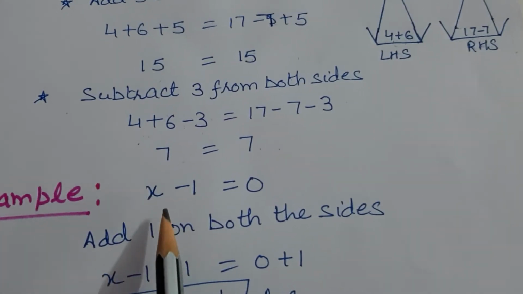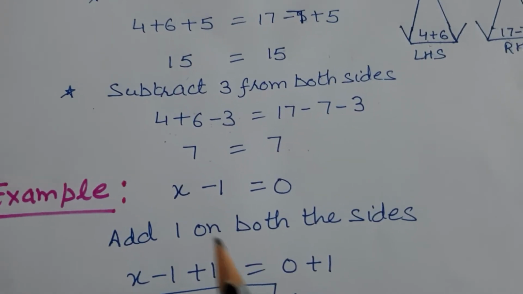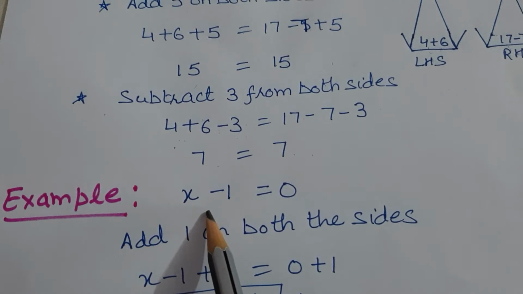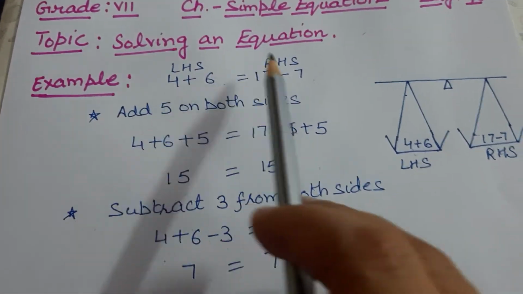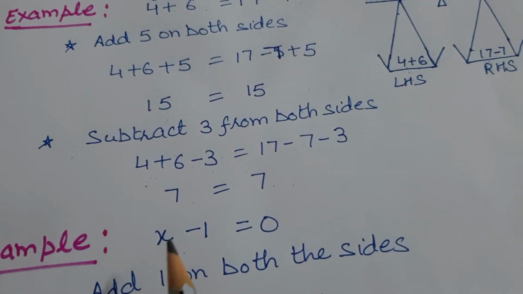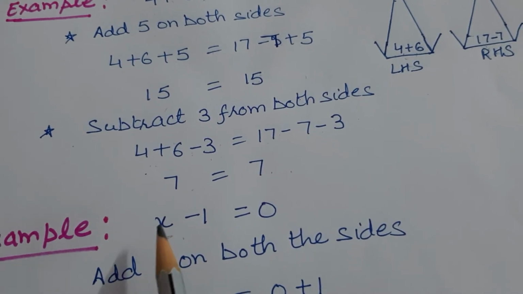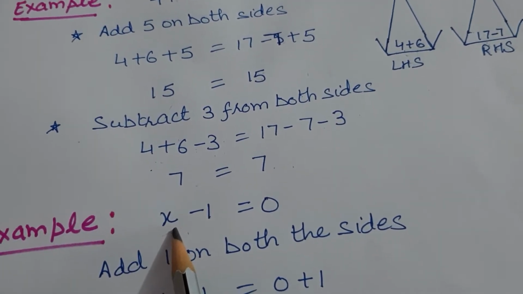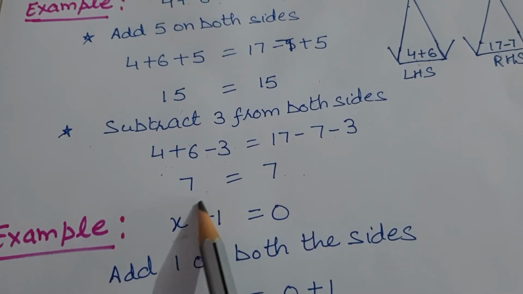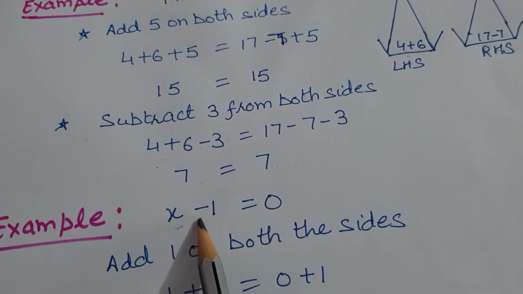Now we will start our sum. I am taking here one equation, x minus 1 is equal to 0. Now what is the purpose here? To find out the value of the variable. This is called solving an equation. How to solve the equation? By finding the value of the variable. Now I want to find the value of the variable, so it means I have to remove this extra part.